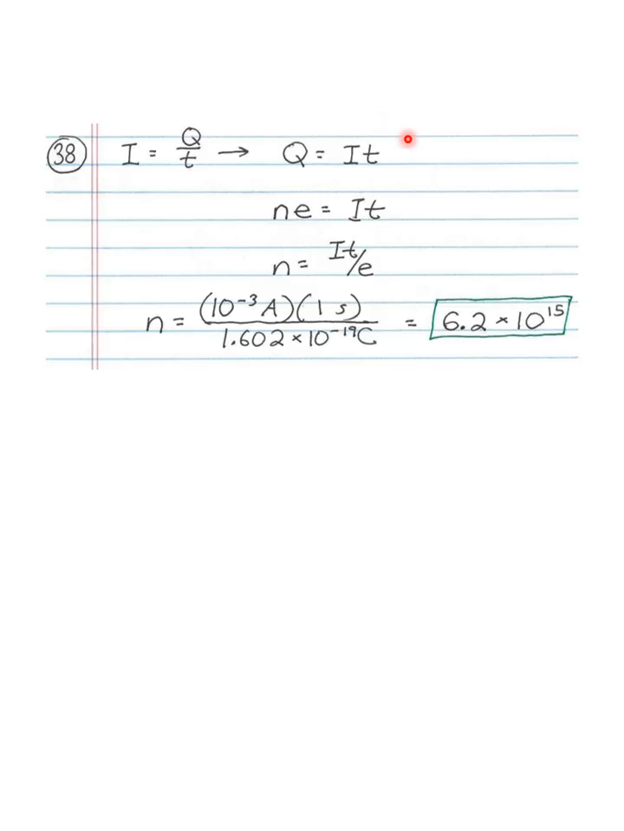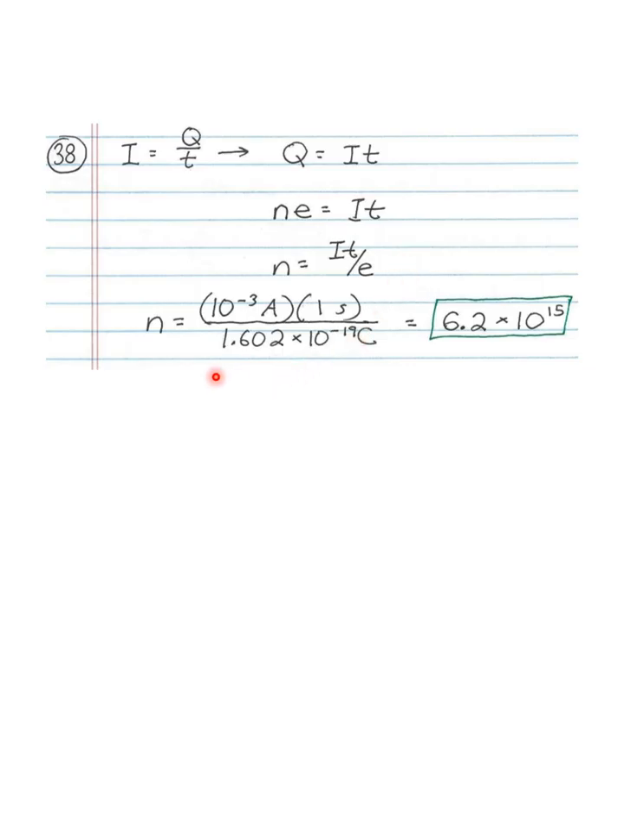current times time. Now we can relate this to the number of electrons. I'm going to replace in this equation charge with the number of electrons times the charge on a single electron. And you remember the charge on a single electron, that's the elementary charge, 1.602 times 10 to the negative 19 coulombs. It is negative, but in this problem we're working with just absolute values, so I'll just keep it positive. And we're going to solve for n. N equals current times time divided by the elementary charge.